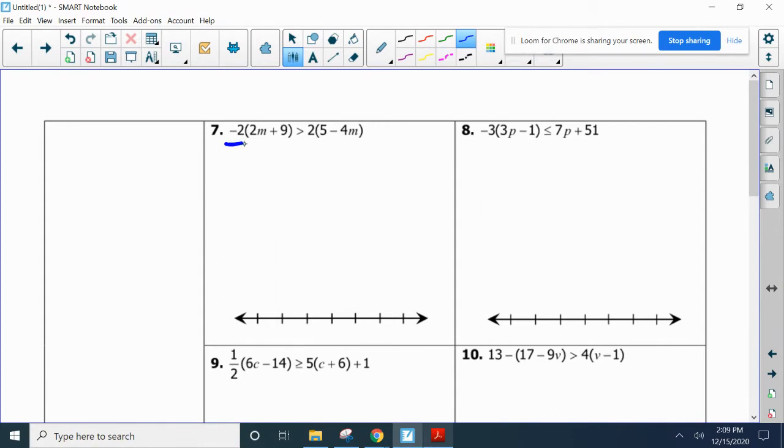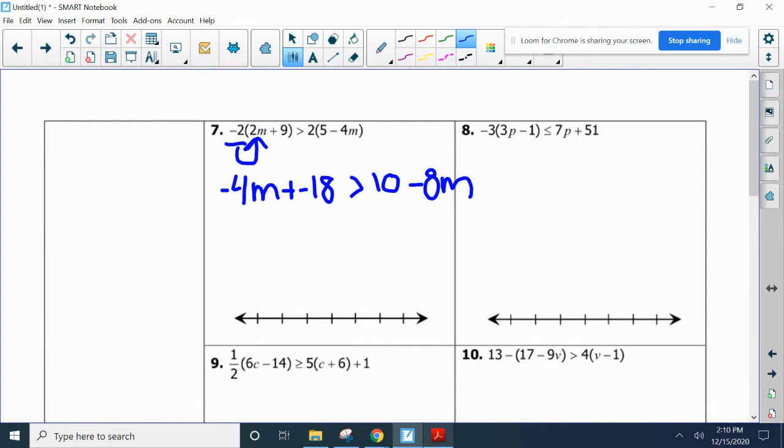So our first step is to do my distribution. So -2 times +2m is going to be -4m. -2 times +9 is going to give me a -18. And then it's going to be greater than 2. Distribute the 2. 2 times 5 is 10. Minus 2 times 4m is 8m.